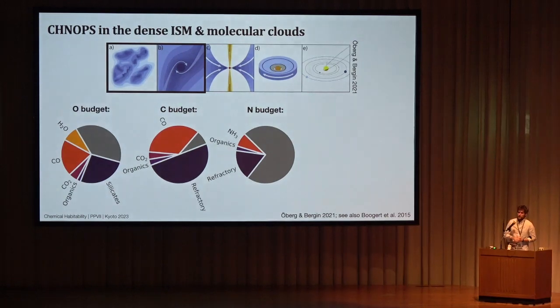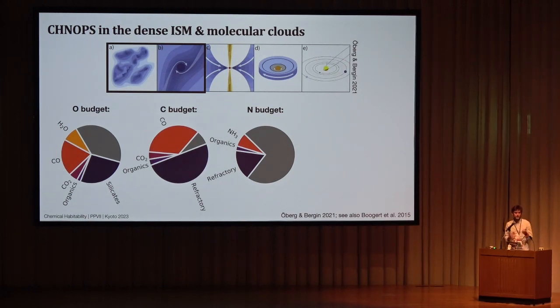Let's start with the raw materials, though. These elements don't enter protoplanetary disks as atoms, right? Chemistry starts very early in the dense ISM and in cold molecular clouds. We heard about it also on Tuesday morning. So based on ice abundance, ice absorption spectroscopy, mostly, you can try to do an elemental accounting of where all the individual CHNOPS elements are.